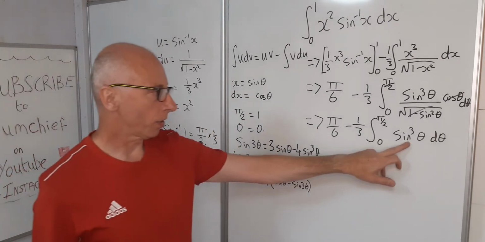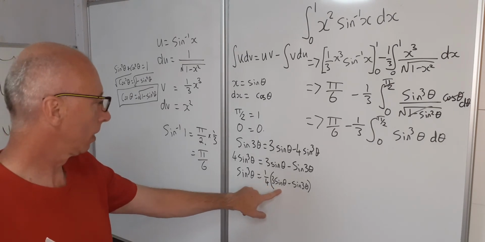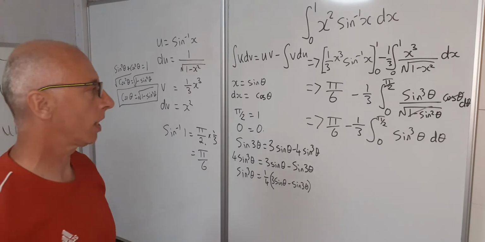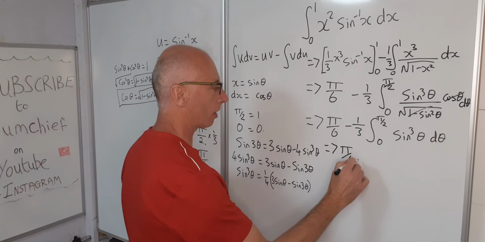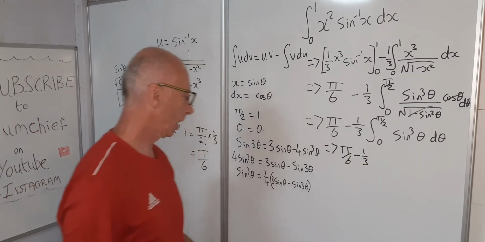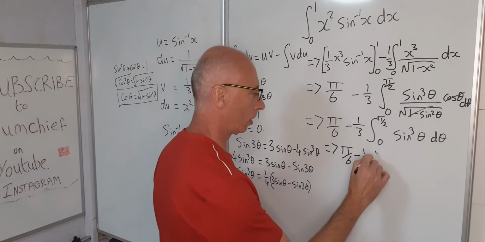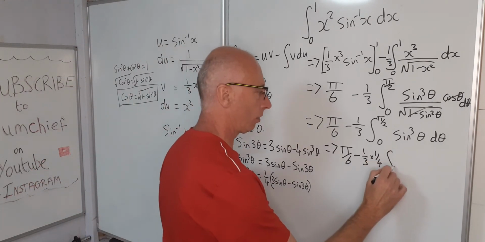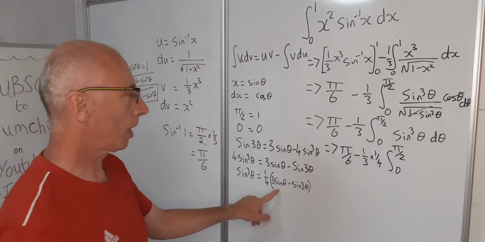So instead of taking the integral of sine cubed theta, we can take the integral of this much easier expression. So if we just plug that in there, we've not changed the value of anything, and we've got ourselves an easier integral to do. So now we've got pi over 6 minus 1/3, and we've got 1/4 here, so we times that by 1/4. We can bring that constant multiple out front. Then the integral from 0 to pi over 2, 3 sine theta.